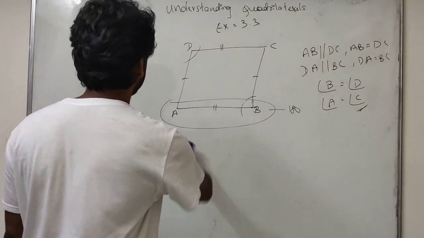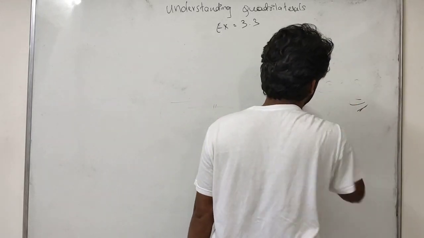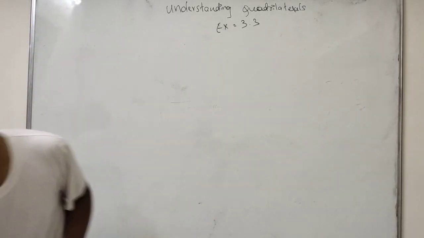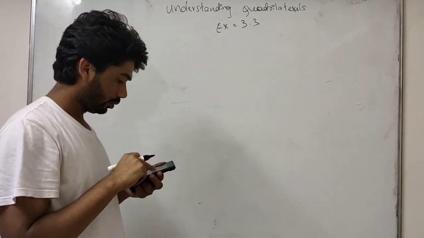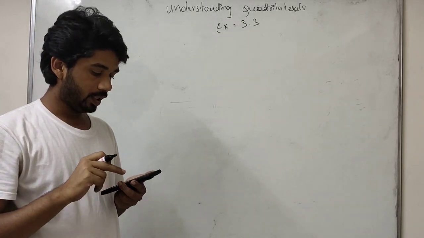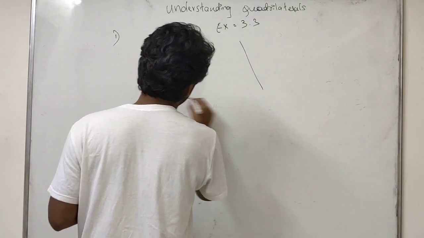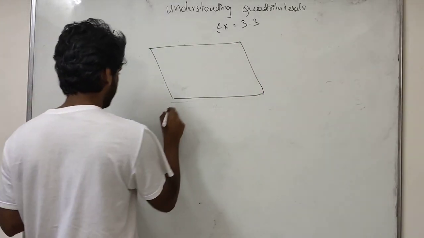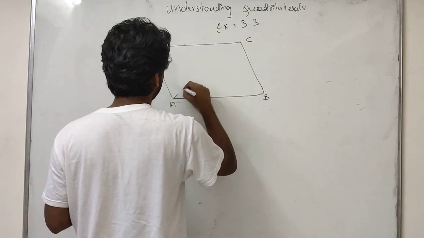I start the problem. So students, here the first problem is: given a parallelogram ABCD, complete each statement. A parallelogram figure is given. This is a parallelogram figure. I will name it ABCD, and the diagonals are there.